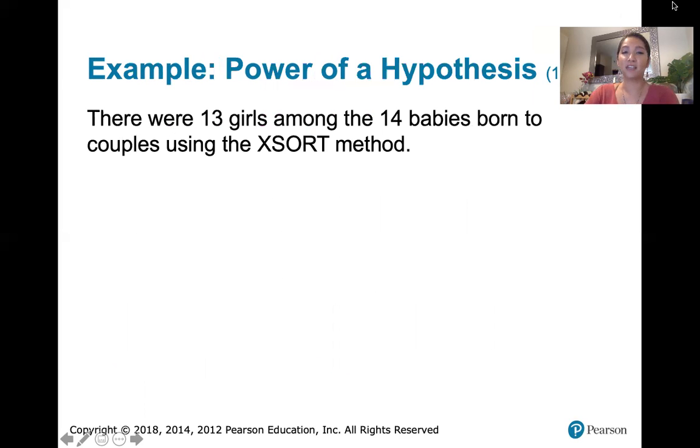Let's say that there were 13 girls among 14 babies born to couples using the XSORT method, which is supposed to make it more likely that you have a girl. So if you have 13 girls out of 14 babies, that's a lot of girls. So you might think that the XSORT method is working.